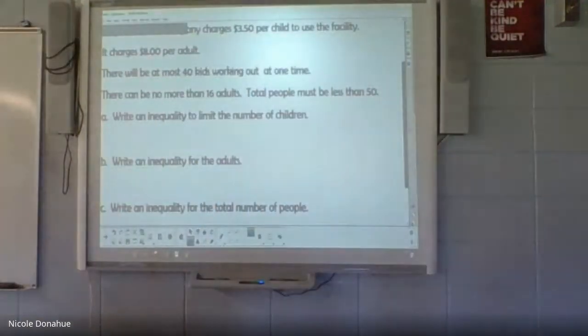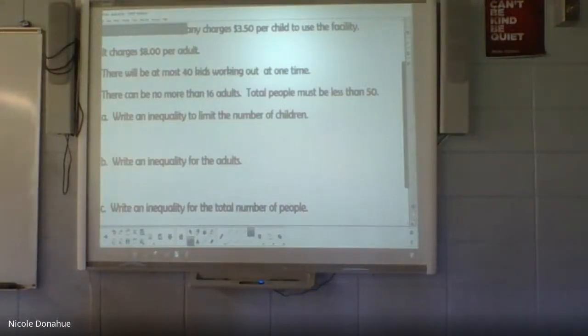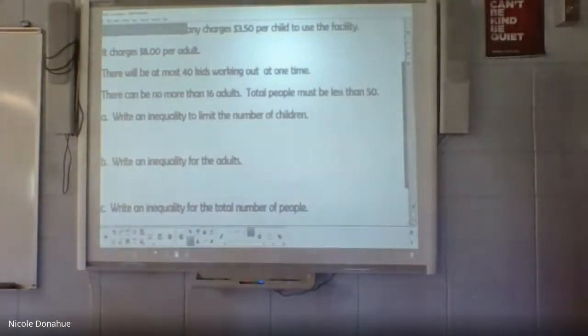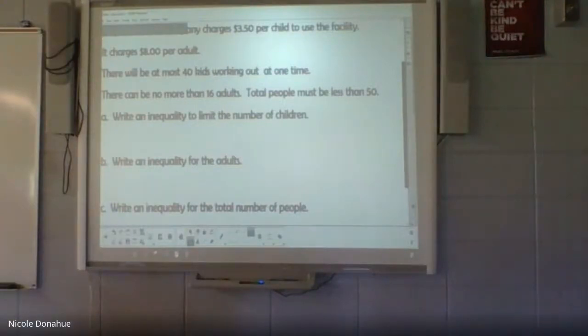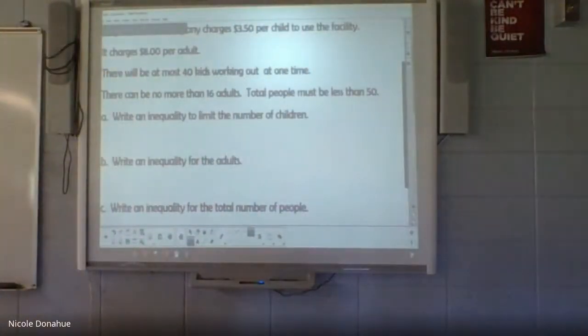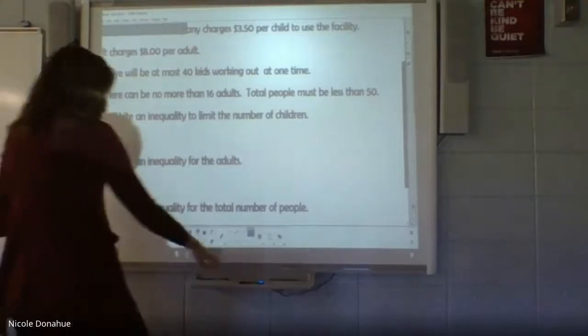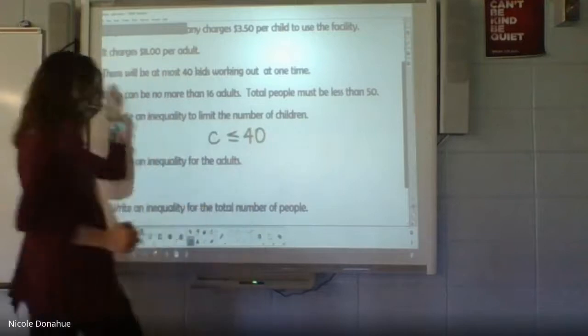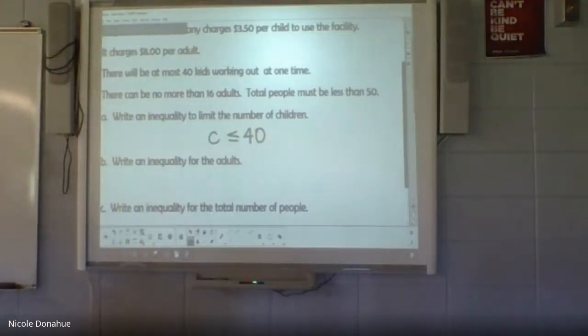Okay, so it says, we want to write an inequality to limit the number of children. So we want to write an inequality that talks about the number of children that can be in our facility. So how would we write that as an inequality? From what to what? Less than or equal to. Which one? Children? How many? Less than or equal to. So children want to be less than or equal to 40. Children are less than or equal to 40.